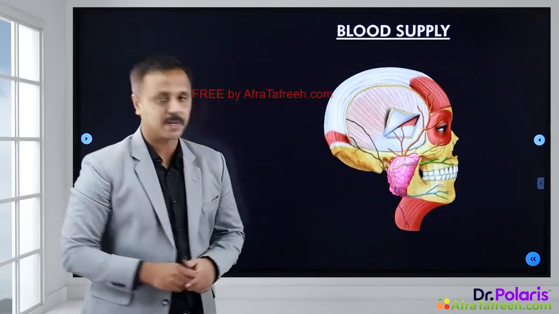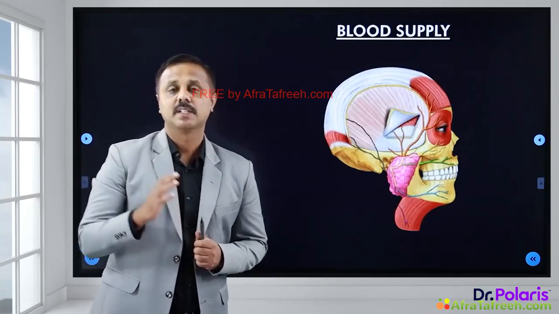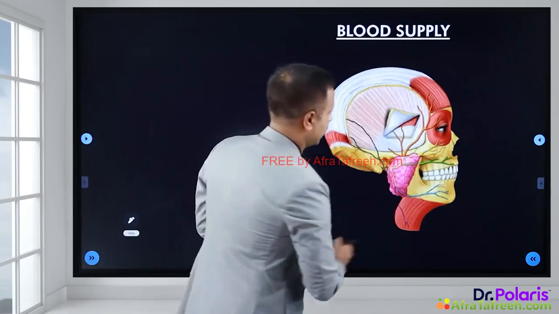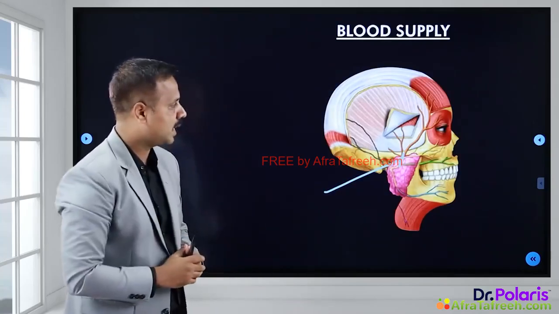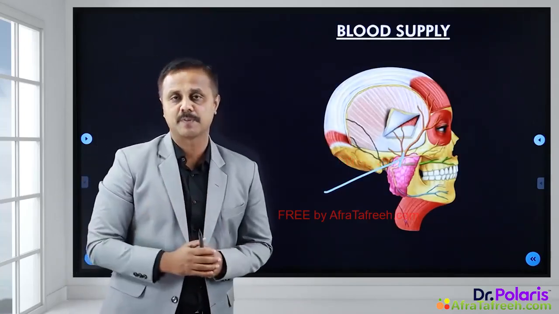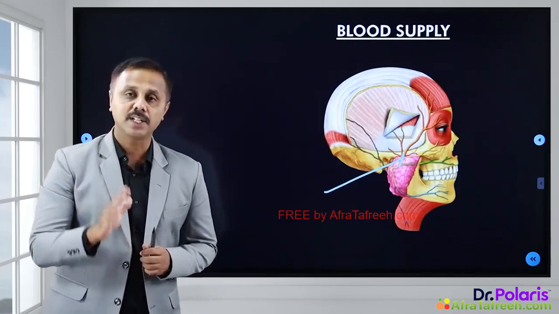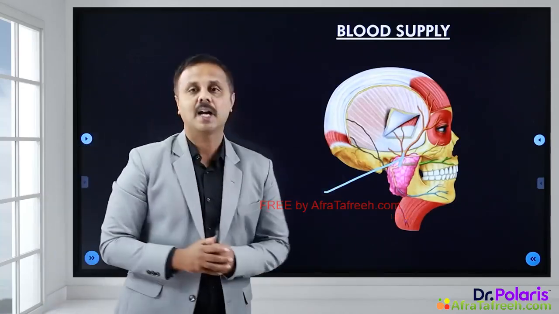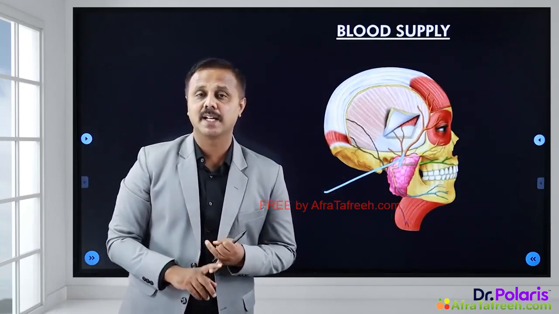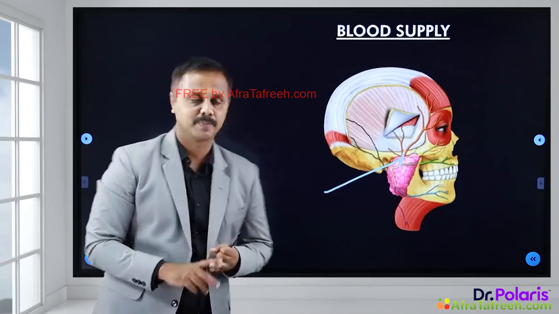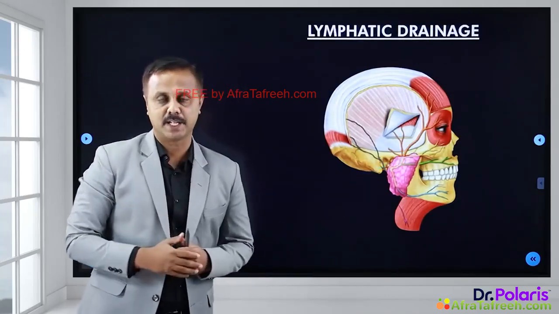The blood supply of the parotid is mainly from two arteries. What are these arteries? The superficial temporal artery. What we have here is the superficial temporal artery, and one branch coming from the superficial temporal artery is the transverse facial artery. These two arteries will supply arterial blood to the parotid gland. So remember, superficial temporal and then transverse facial artery. Then, what about the lymphatic drainage?